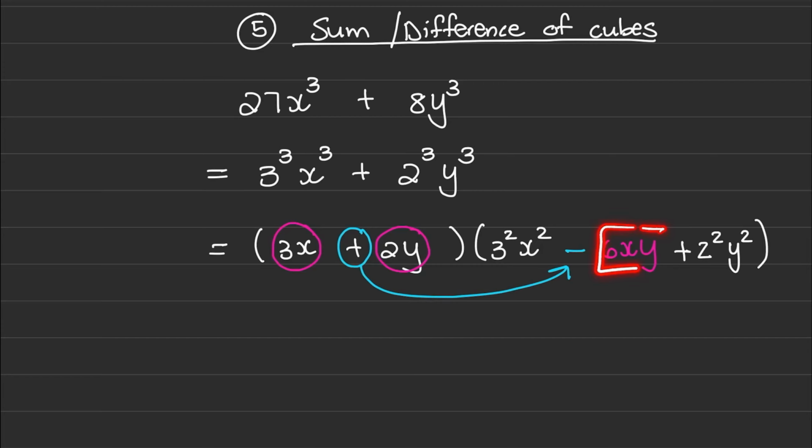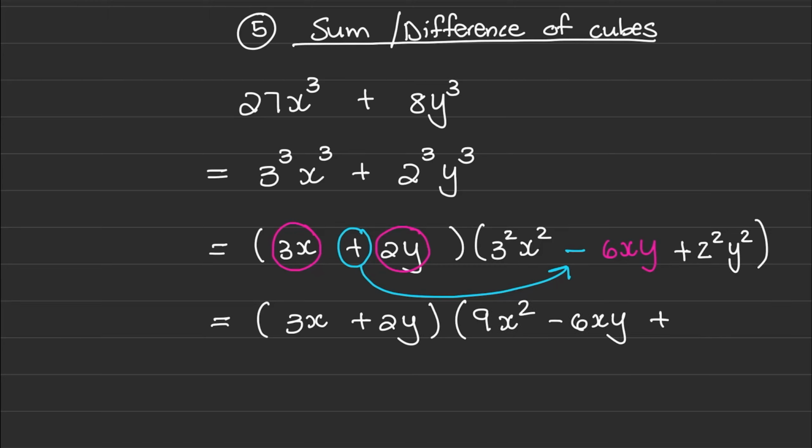So for the middle term, I simply multiply the two terms in the first bracket, and the sign in front of it will always be different than the sign inside the first bracket. So my final factorization would be 3x plus 2y in my first bracket, and 9x squared minus 6xy plus 4y squared in my second bracket.